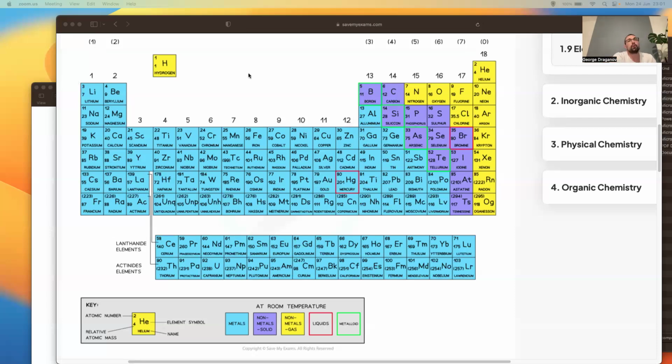Now, period numbers go across. The first period is hydrogen and helium, and the second one is lithium, beryllium, boron, and so on. And that's the third one. So you're basically going 1, 2, 3, 4, 5, 6, 7. Now, the period number represents the number of shells. So, for example, lithium is 2, 1.